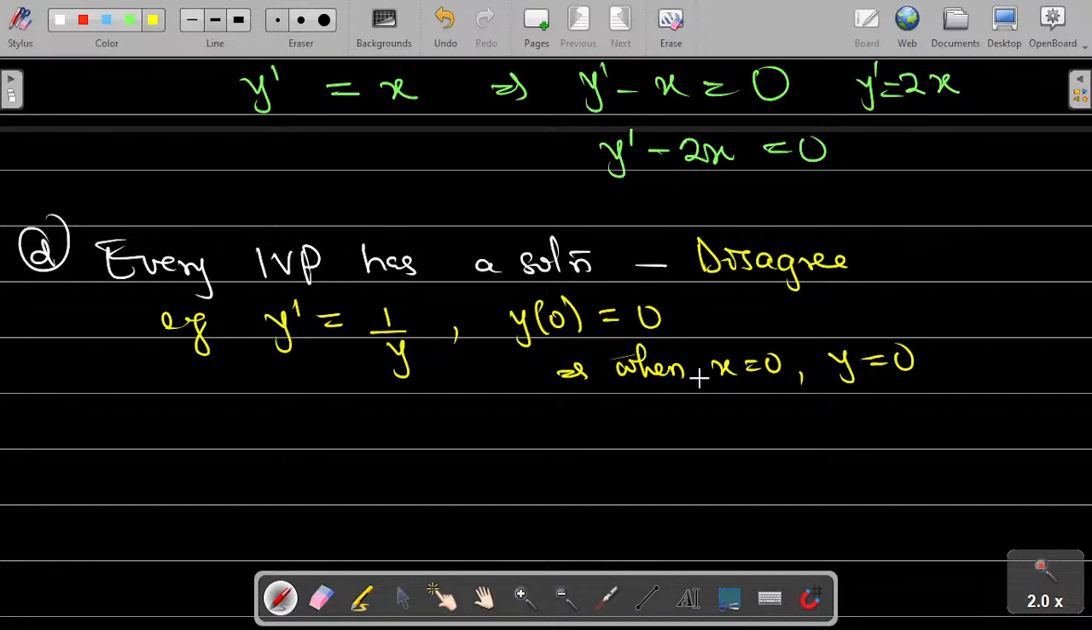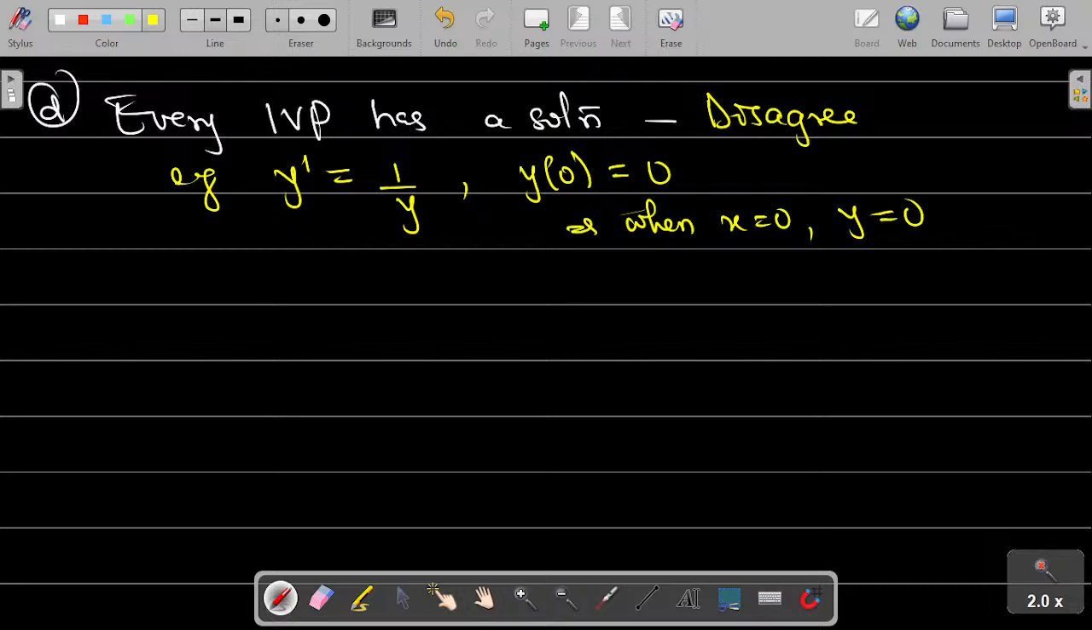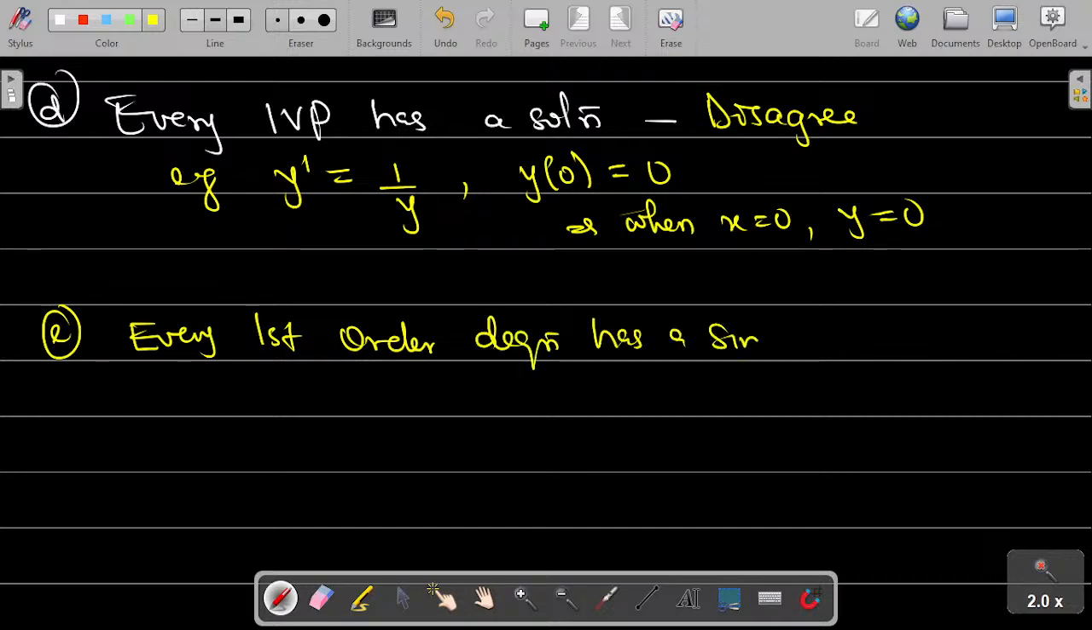There are some first order differential equations that do not have a singular solution. In fact, there are many of them. I said I wanted to leave these ones for you, but I'm ending up answering all of them. So it says every first order differential equation has a singular solution, and I've tried to explain what a singular solution is. That's a solution that you cannot generate from the general solution.